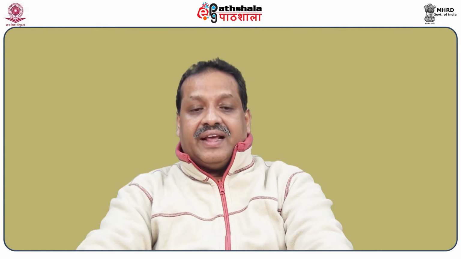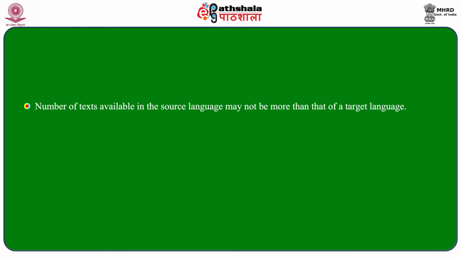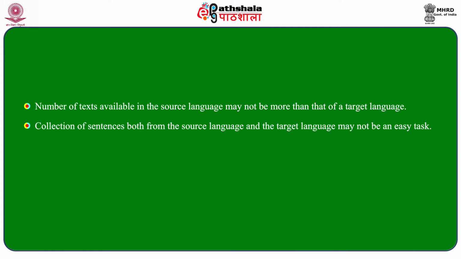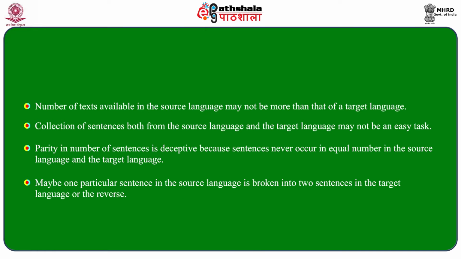However, there might be some constraints also. The number of texts available in the source language may not be more than that of a target language. It may happen that the number of sentences available in the source language may exceed the number of sentences available in the target language, or vice versa. Second important point is that the collection of the sentences both from the source language and the target language may not be an easy task. It is not always easy to get the same number of sentences from both the languages.